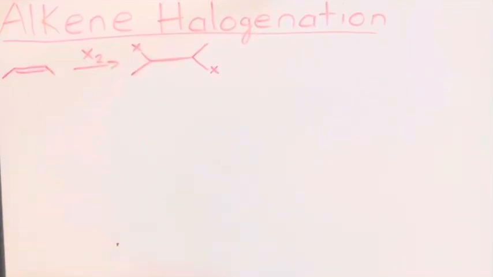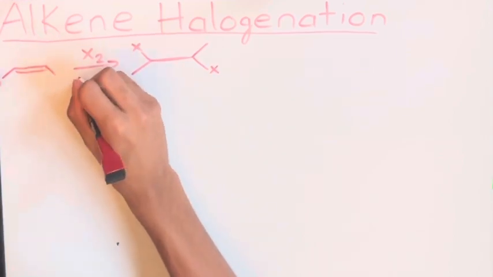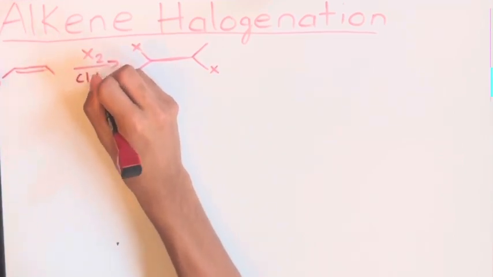Alright guys, so today we're going to be talking about alkene halogenation. Essentially, when we have an alkene, we're going to react it with a halogen diatomic, which just means two of a halogen, and we're going to get a halogen added on either end of our carbon chain. So in organic chemistry, the two most popular elements that we use are either chlorine or bromine.